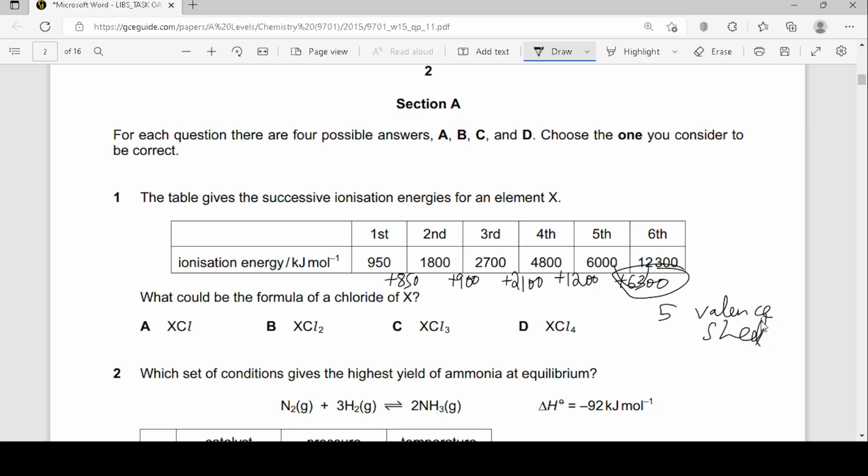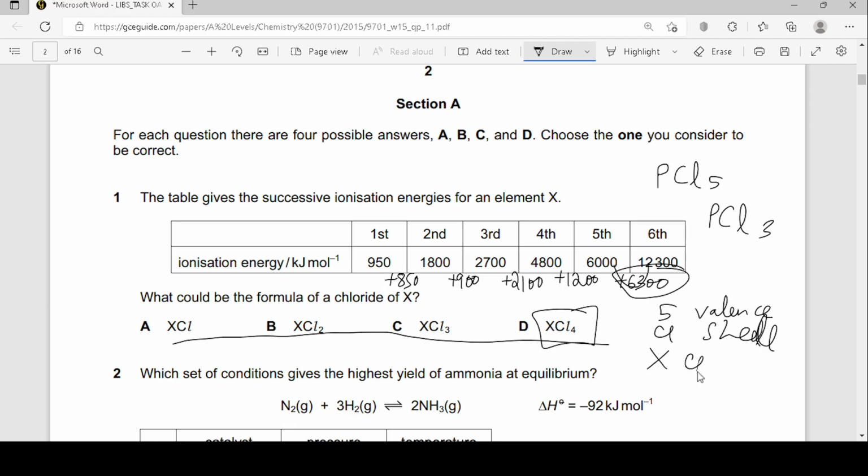But what can I think of with Cl? I remember one compound, PCl5, and there's also PCl3, right? Because if you see the options, why can't you take XCl4? Because that means it's bonded to 4 chlorines, and that means it has one random lone pair, and that's quite weird, is it not? But maybe it's like PCl3, wherein you have X bonded to 3 chlorines, but then it has a lone pair, which is a viable option, don't you think? So I feel like the answer should be C.